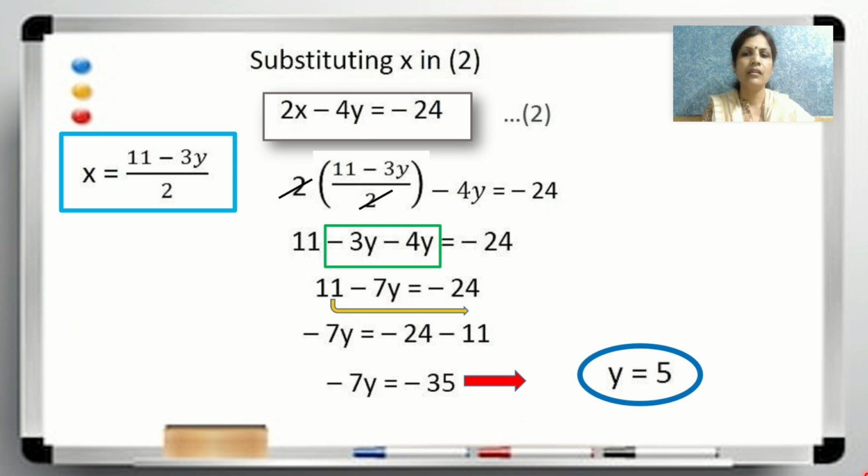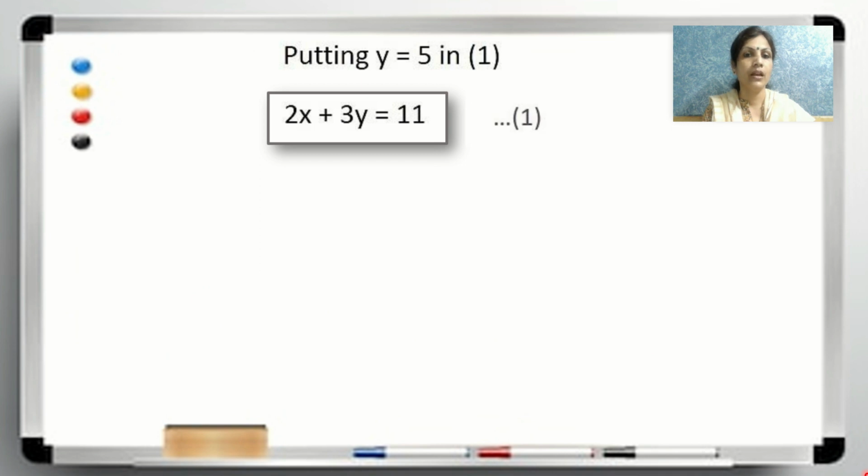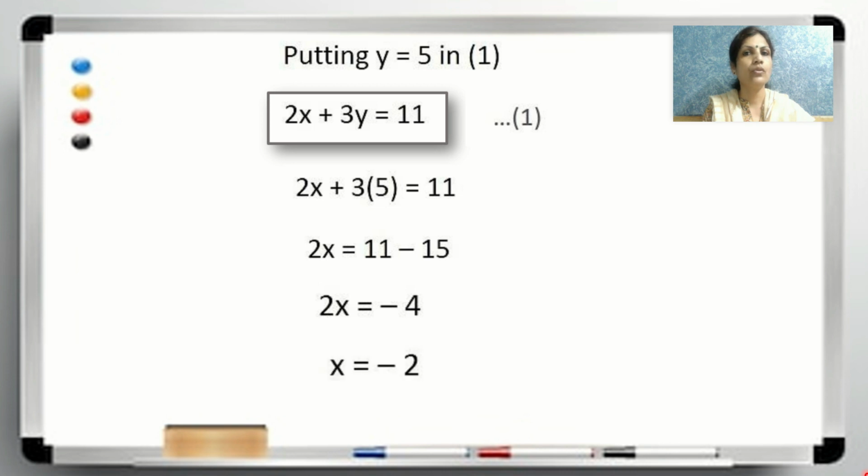So let's do it. Putting the value of y in equation 1. But what is our equation 1? It's 2x plus 3y is equal to 11. We got the value of y as 5. So 2x plus 3 into 5 is equal to 11. So 2x is equal to 11 minus 15. So we get 2x is equal to minus 4, and therefore x is equal to minus 2. So we have got the value of x as well as the value of y.